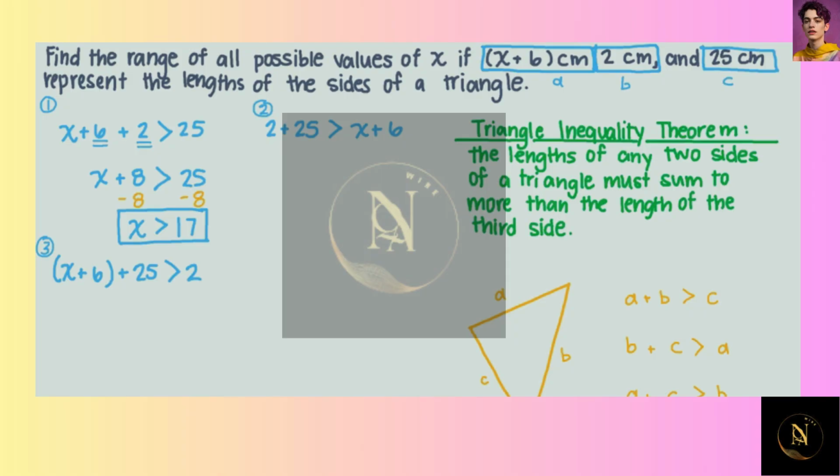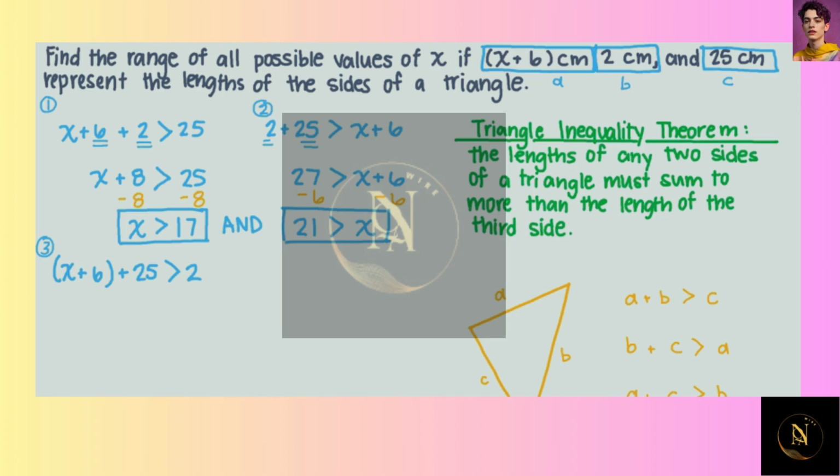Moving on to our second inequality, we can combine like terms on the left side, and we get 27 is greater than x plus 6. To get x by itself, we subtract 6 from both sides. 27 minus 6 is 21. 21 is greater than x. Our second inequality tells us that 21 has to be greater than x, but it's also true that x has to be greater than 17. Since both of these must be true, we're saying x is greater than 17 and 21 is greater than x.